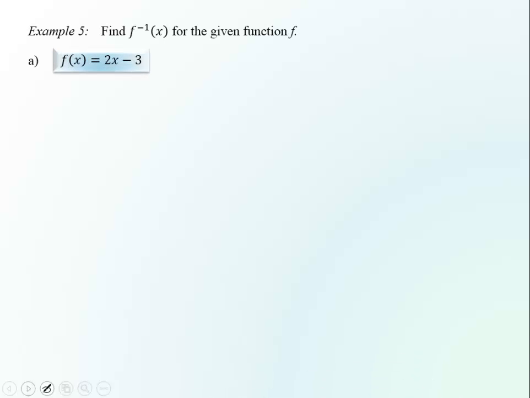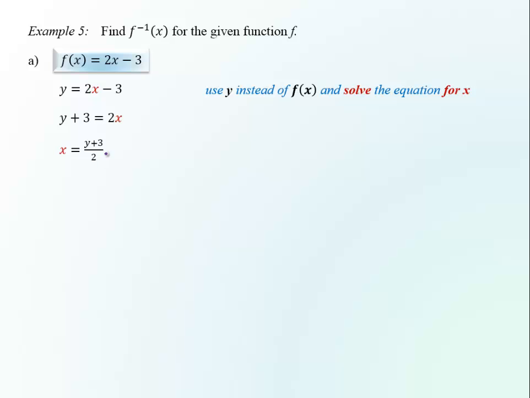In the following exercise, we'll learn how to find a formula for the inverse function f to the -1 of x to the given function f. So if we have a given function f, it's a linear function 2x minus 3. How do we find its inverse? First, we rewrite the equation by replacing f of x by y, and then we're trying to solve this equation for x, making sure that x is on one side and everything else to the other. So the next step would be bring the 3 over and then divide by 2. So y plus 3 over 2. That's already the inverse relation.